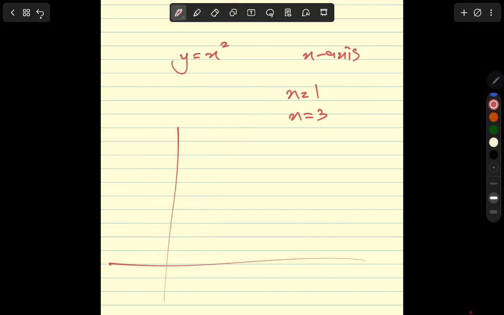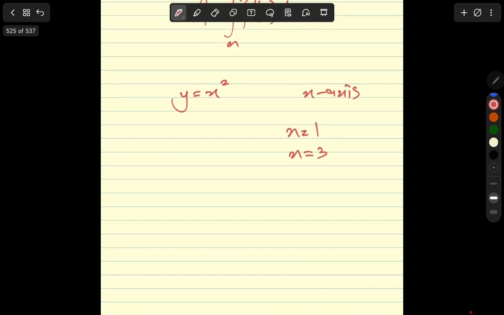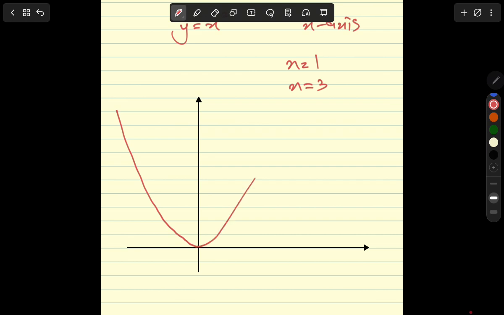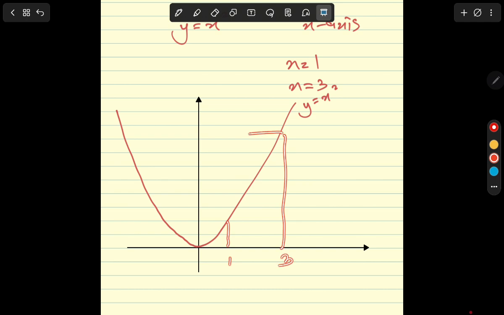So perhaps it wants me to draw it nicely. Okay, so let me do it. So x squared looks something like this. Okay, so this is y equals x squared. Now this is x is equal to 1, this is x is equal to 3. The function values are going to be 1 and 9, and it wants you to find out this area between this curve and the horizontal axis.